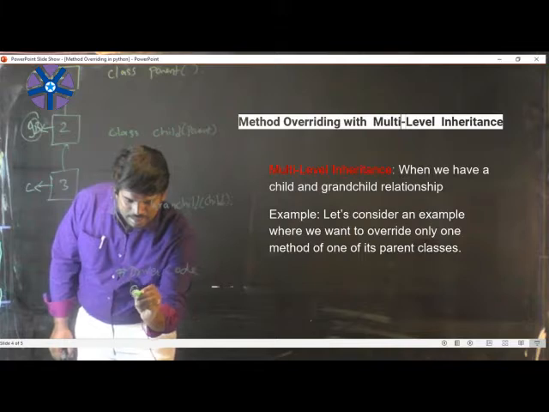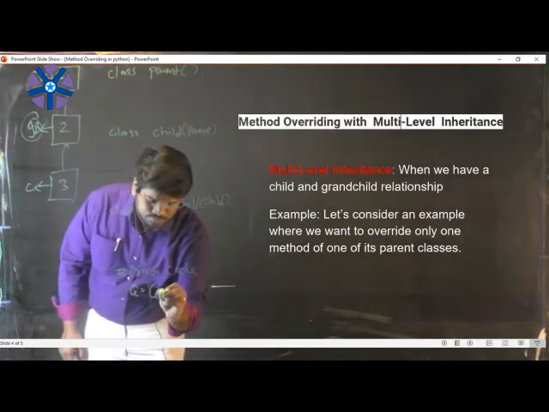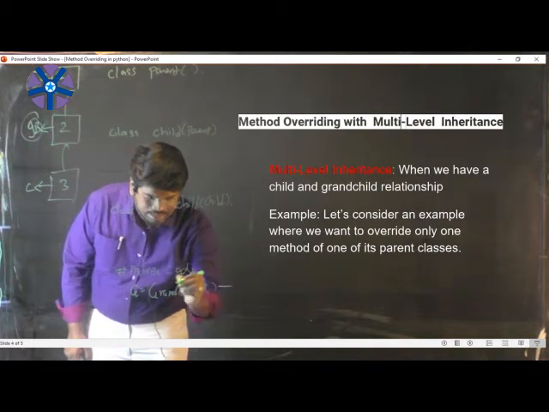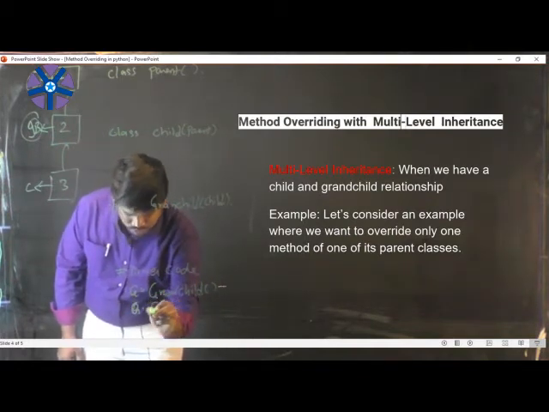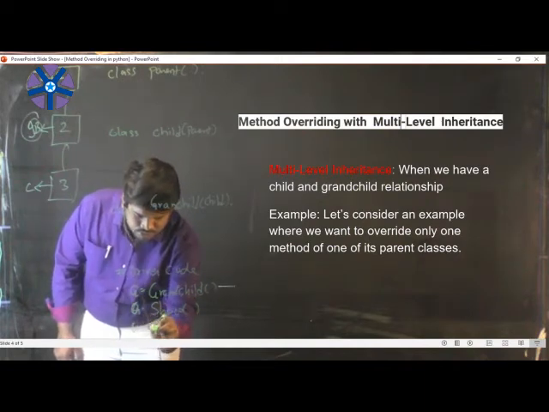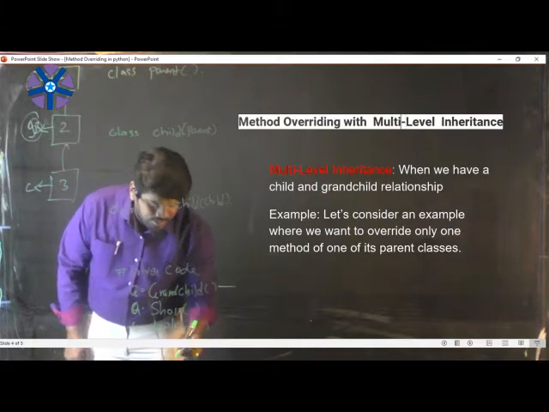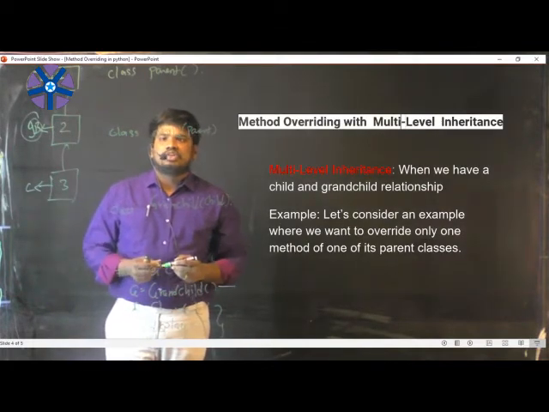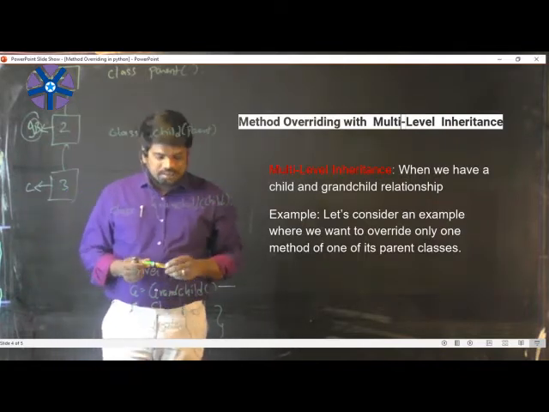Observe here I have created one variable g. So g is equal to grandchild. Next I'm doing g dot show, and next g dot display. So from these I am invoking the methods. The pending part here is I have to write down the methods inside my classes.